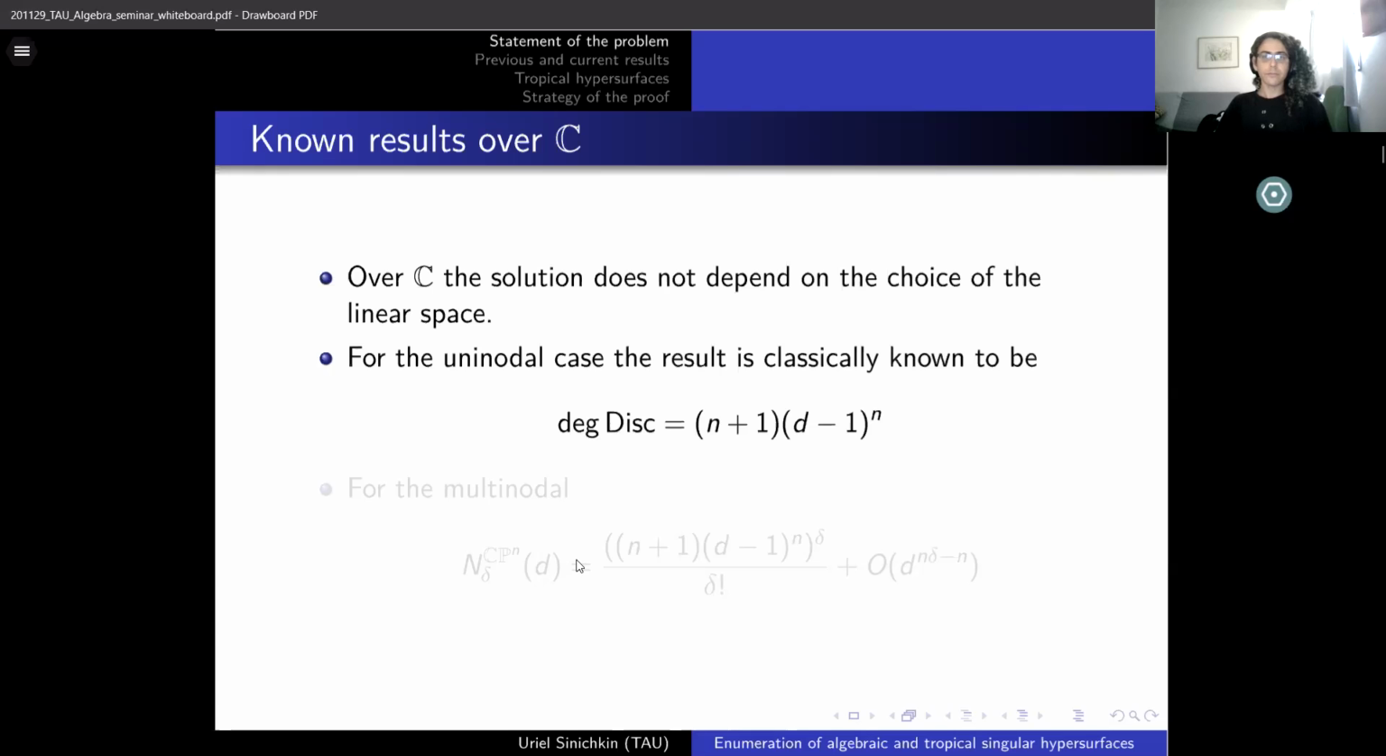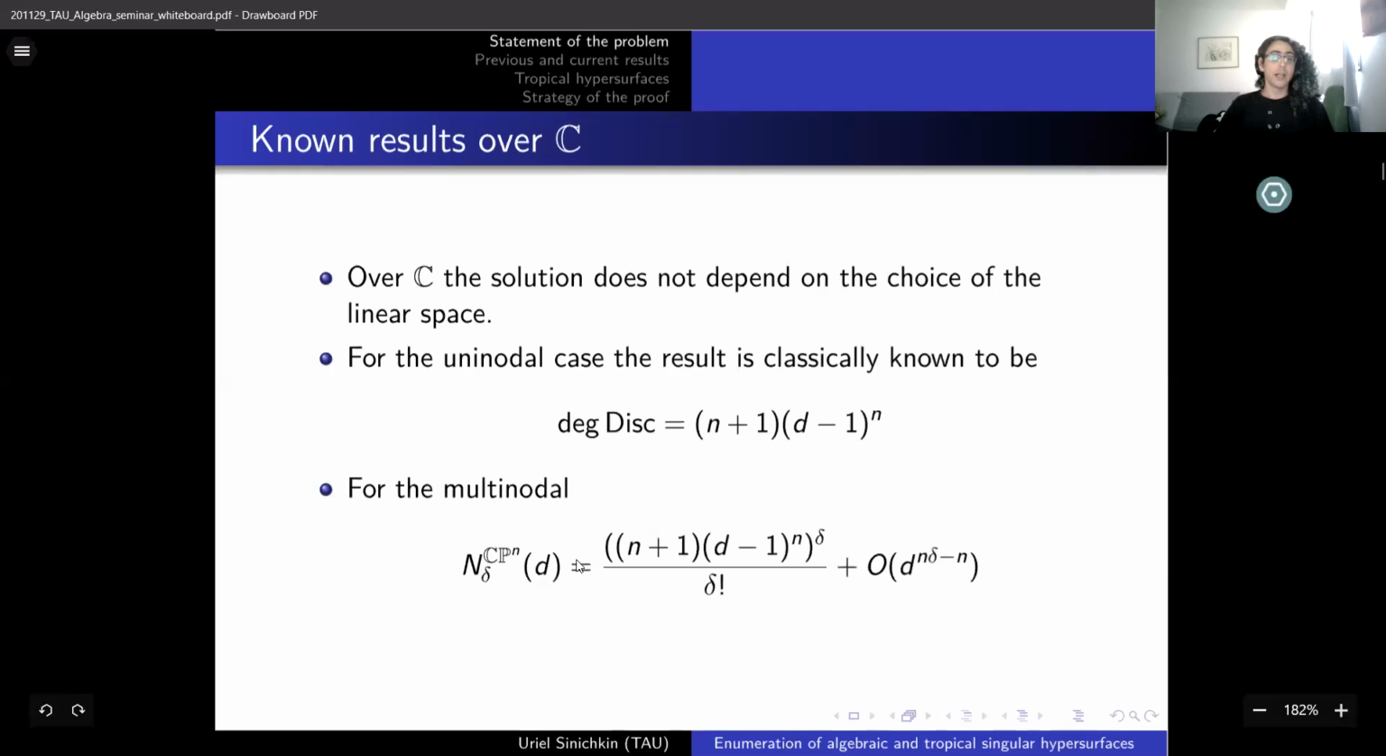Okay. So when we work over the complex numbers, as usual, the solution does not depend on the particular choice of parameters as long as the choice is generic. And for the uninodal case, the result is classically known, and I believe known for a large part of the audience. It's the degree of the discriminant. The set of all the singular hypersurfaces is called the discriminant, and its degree is (n plus 1) times (d minus 1) to the power of n.